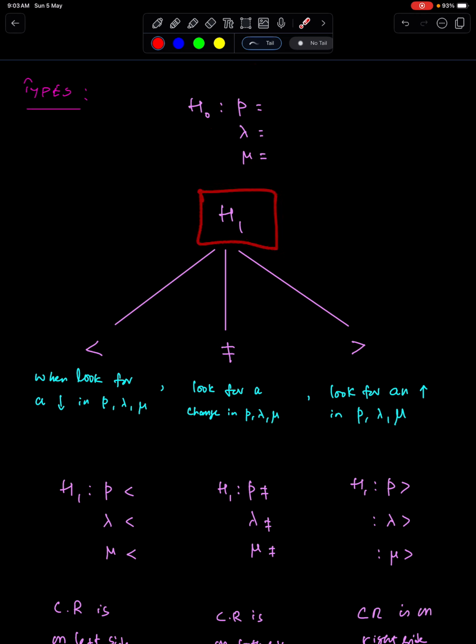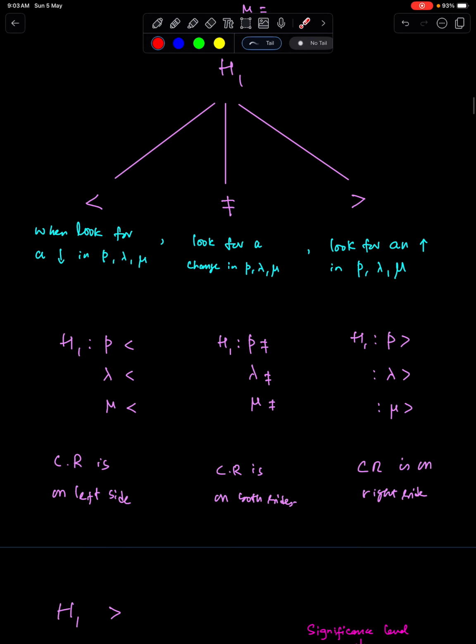H1. This can have a lesser sign, a not equal sign, or a greater sign. H1 can never have an equal sign. Well, when we look for a decrease in P, lambda and mu, then H1 has a lesser sign. See, if we look for a decrease in P, then H1 has a lesser sign. A decrease in lambda, a decrease in mu, so H1 has a lesser sign. When we look for a change in P, lambda and mu, then H1 has a not equal sign. And when we look for an increase in P, lambda and mu, then H1 always has a greater sign.